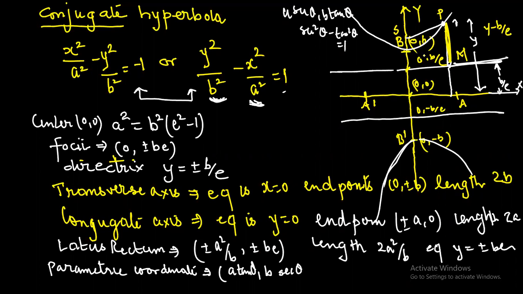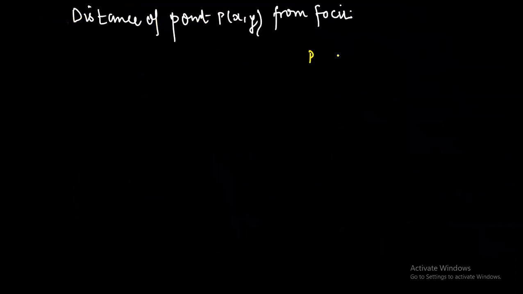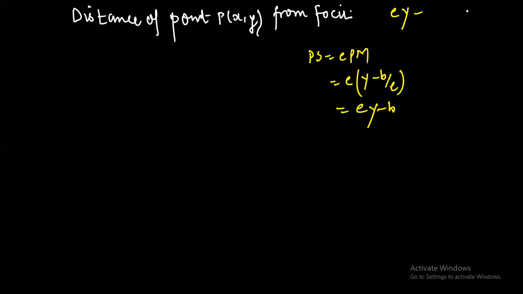So PS is equal to e times PM, e times y minus b by e, which becomes ey minus b, and the other will be ey plus b. This is PS and this is PS dash. So remember all this terminology, and we will discuss it in the next class.